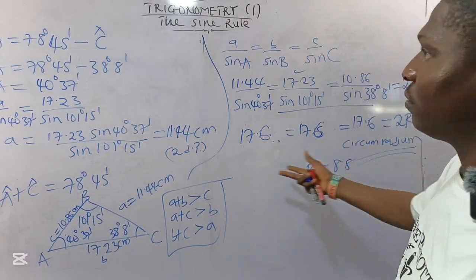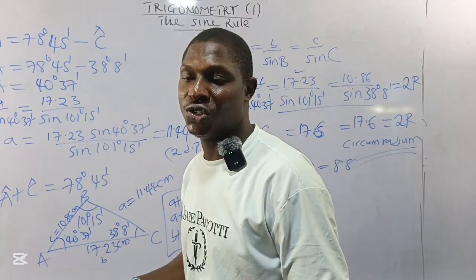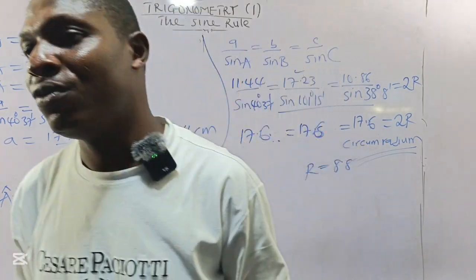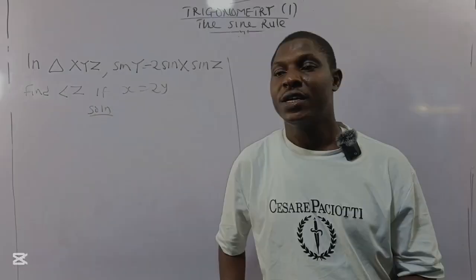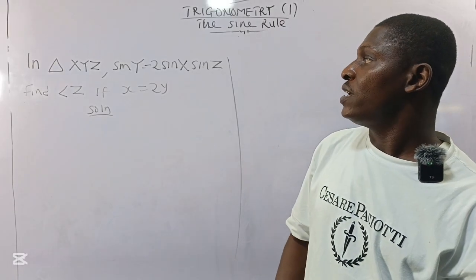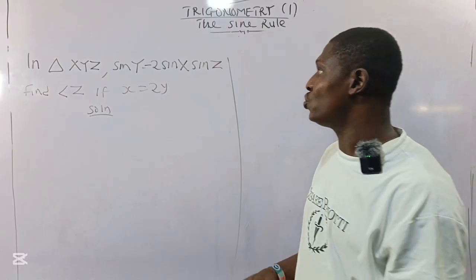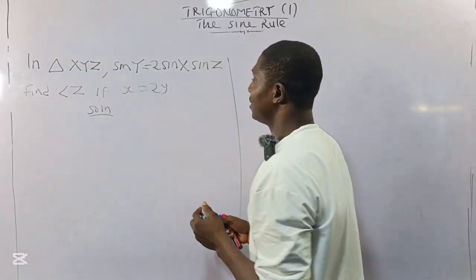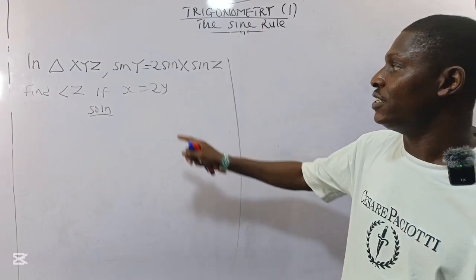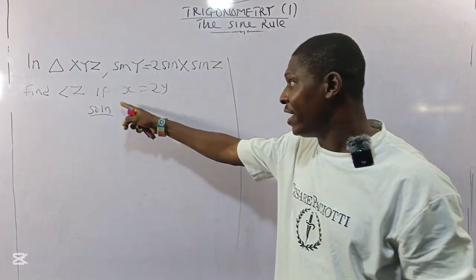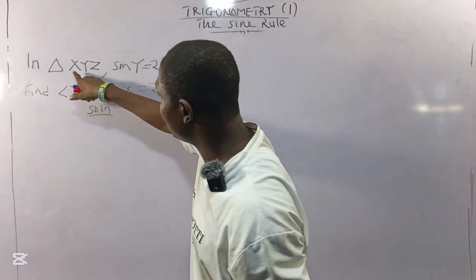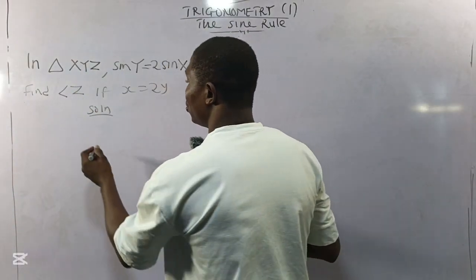So that's how you solve questions relating to the sine rule. And let me see if I can give one or two more critical examples. Again, we have a question there. It says in triangle XYZ, sine y is equal to 2 sine x sine z. We should find angle z if x is equal to 2y. Remember, your x and your y will become your sides, since these are the angles. So let's see.